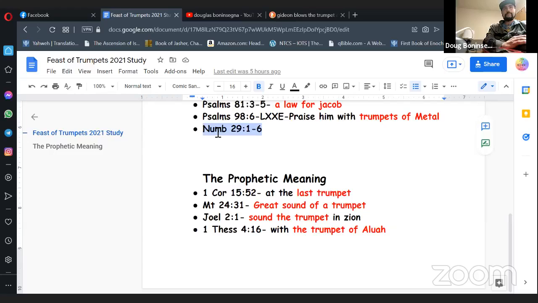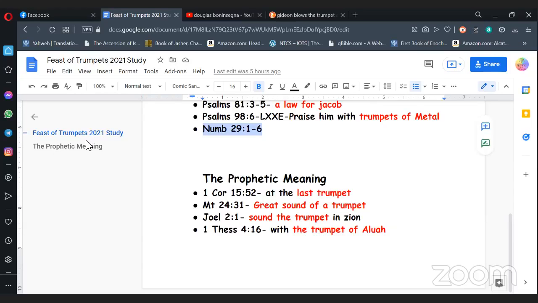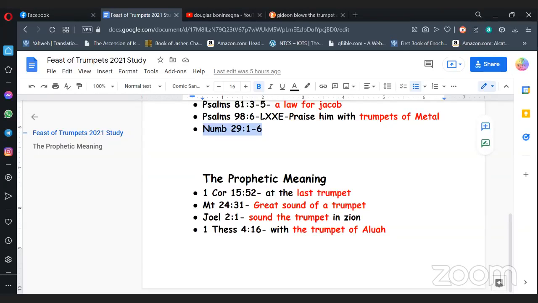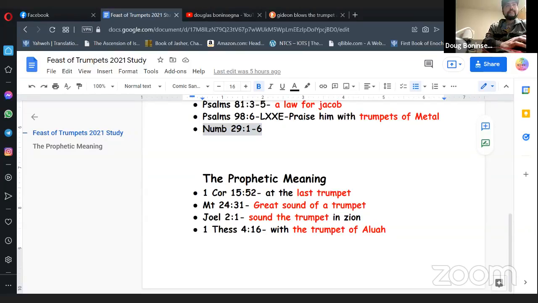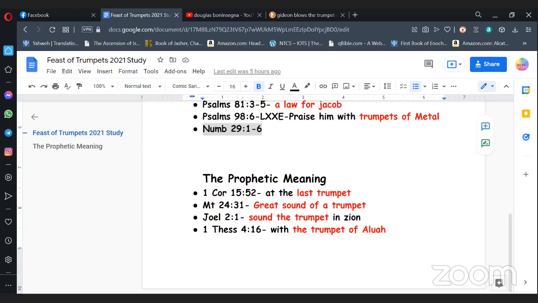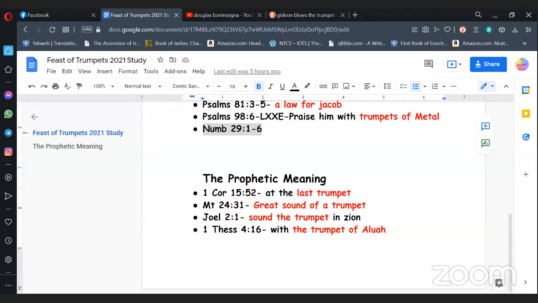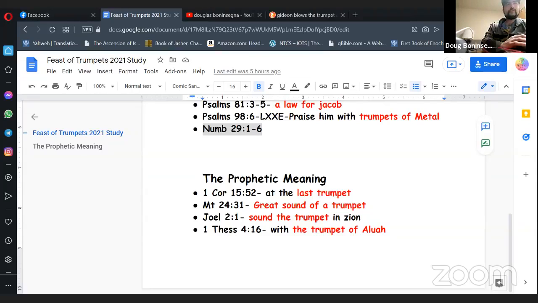Okay. All right. So the last one we have before our prophetic meaning of this important feast day is Numbers 29, verse 1 to 6. And in the 7th month, on the first day of the month, there shall be to you a set apart gathering. You shall do no servile work. It shall be to you a day of blowing trumpets.